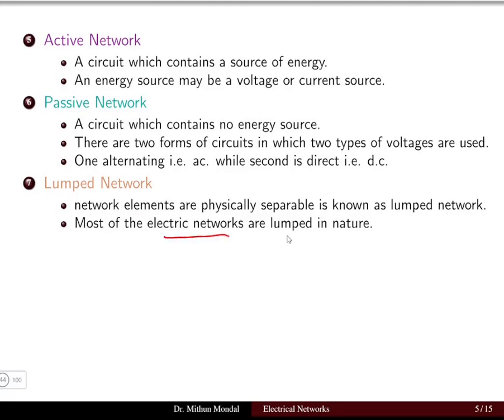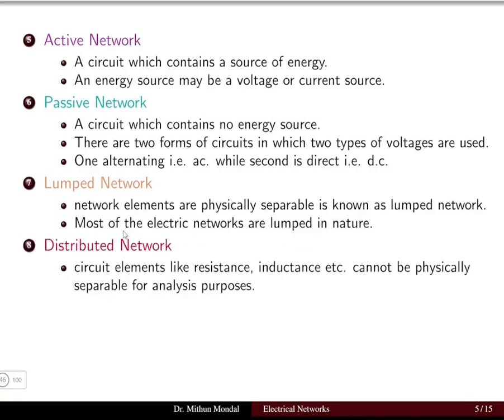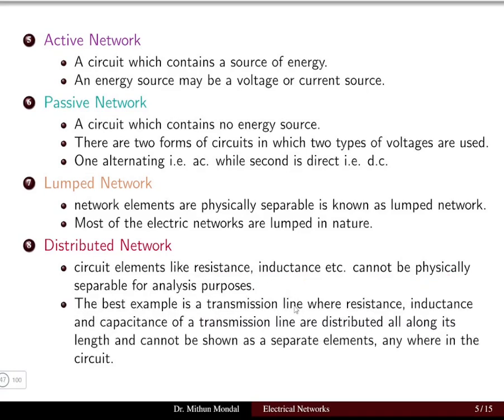Most of the electrical networks are lumped in nature. So whenever we study any electrical network, we will study it in terms of lumped elements. Distributed networks are those where the circuit elements like resistance and inductance cannot be physically separated for analysis purposes. If we take the example of a transmission line, the resistance, inductance and capacitance of the line are distributed in nature all along the length and cannot be separated in the circuit. So here we have understood different types of important networks.